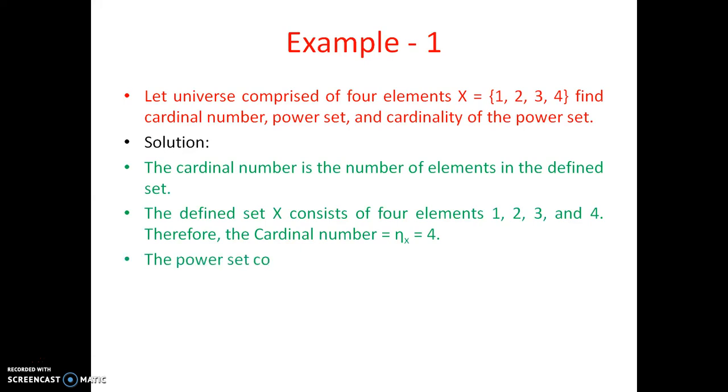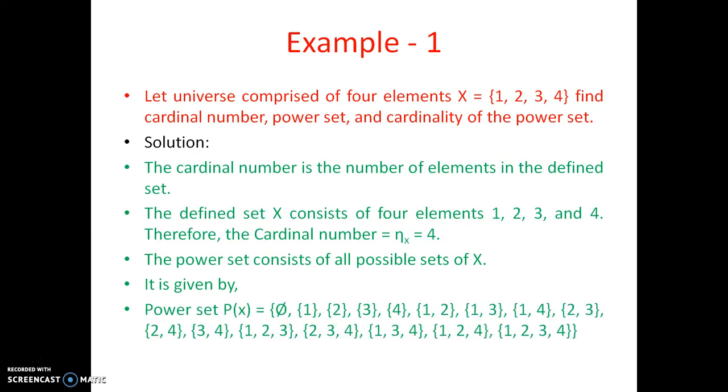So let me see what are all those power sets. Null set, {1}, {2}, {3}, {4}, {1, 2}, {1, 3}, {1, 4}, {2, 3}, {2, 4}, {3, 4}, {1, 2, 3}, {2, 3, 4}, {1, 3, 4}, {1, 2, 4}, {1, 2, 3, 4}.